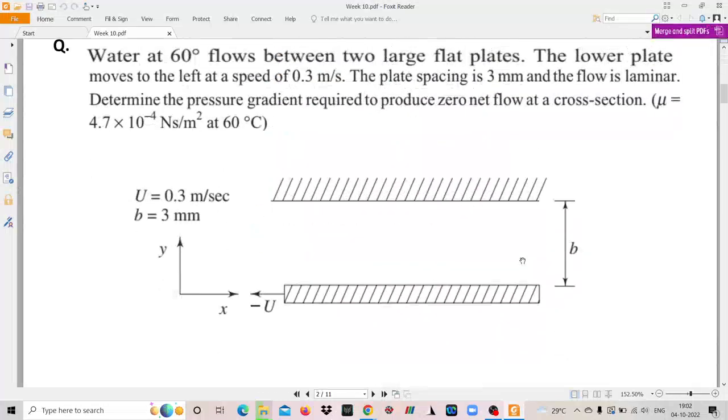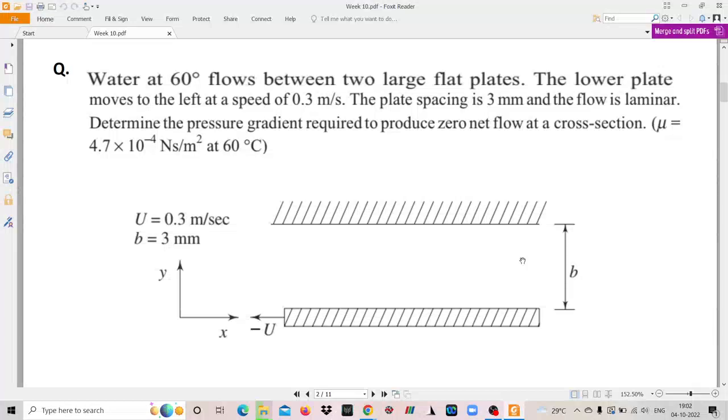The first problem: water at a temperature of 60 degrees Celsius flows between two large flat plates. The lower plate moves to the left at a speed of 0.3 meter per second. The plate spacing is 3 mm and the flow is laminar. Determine the pressure gradient required to produce zero net flow at a cross section. The dynamic viscosity of water at 60 degrees Celsius is 4.7 × 10^-4 Newton second per meter square.